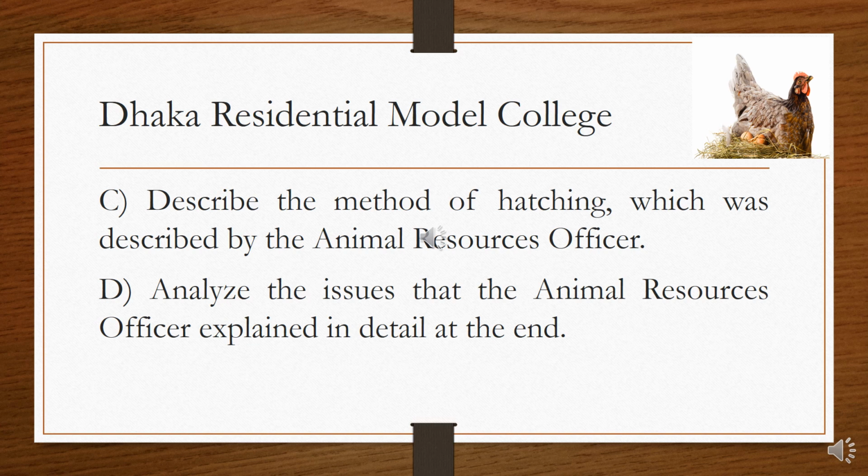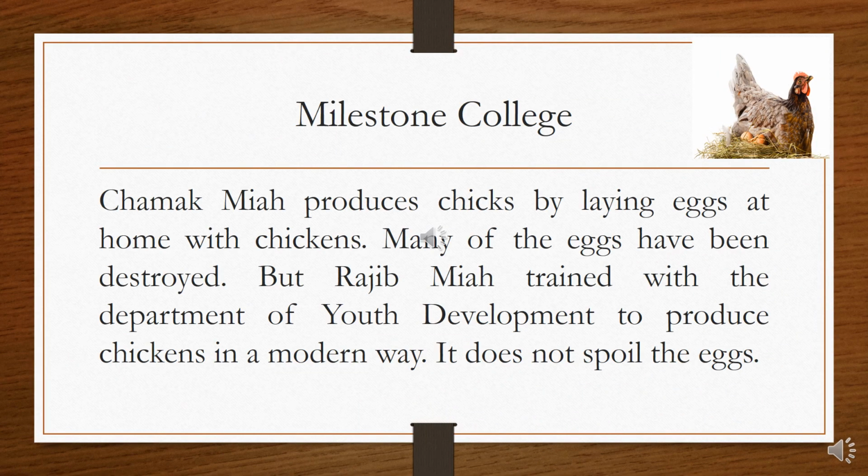These are all about applied and higher order ability based question and answer. Now, one more stem comes from Milestone College. Here is the stem. Chamak Mia produces chicks by laying eggs at home with chickens. Many of the eggs have been destroyed, but Rajiv Mia trained with the Department of Youth Development to produce chickens in a modern way. It doesn't spoil the eggs.